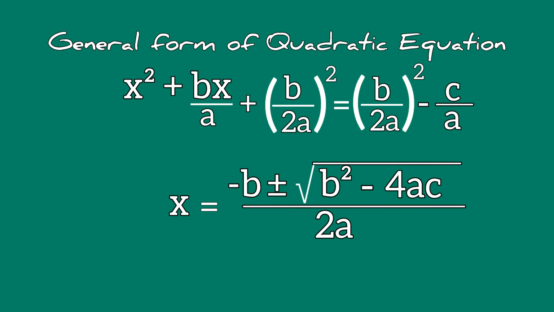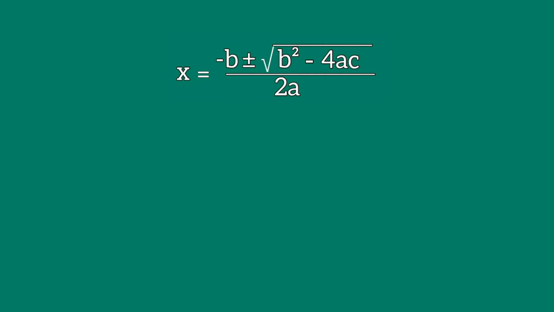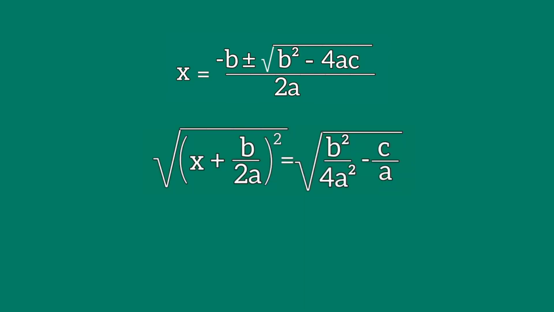For those who may wonder where the minus 4ac came from, here's the additional explanations. We recall that somewhere along the process, we have the following result. On the right side of our equation, we have two terms, the b squared over 4a squared and c over a separated by a minus sign.